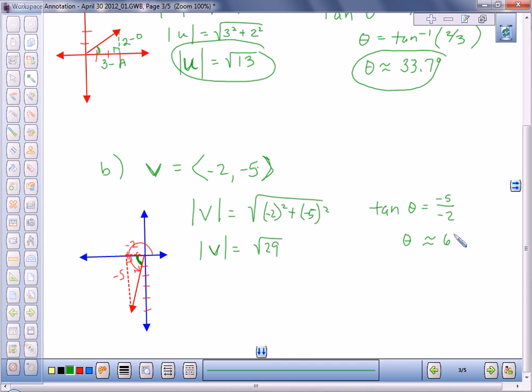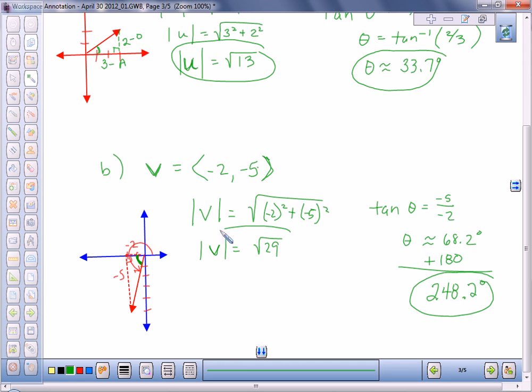All right, but we don't want this part. We want all the way around. So we have to add back in this part here, which is 180 degrees. So our angle of rotation here is 248.2 degrees. There's our direction. There's our magnitude.